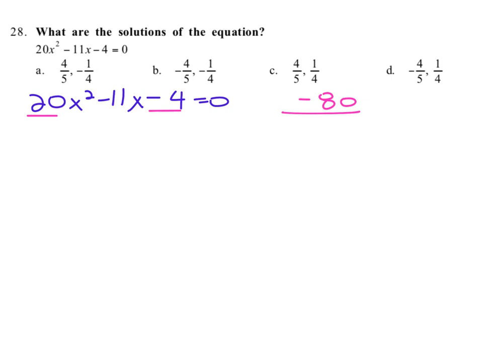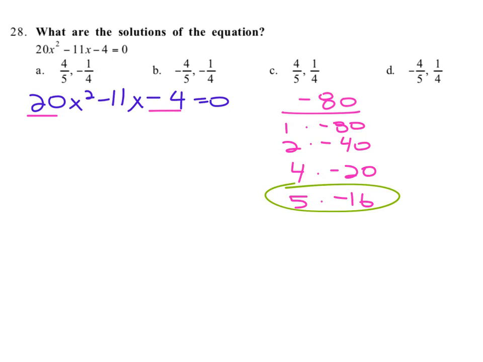And how do we do that? Well, we can say 1 times negative 80, 2 times negative 40, or they're opposites if we needed the sign to be different. 4 times negative 20, 5 times negative 16, and oh wow, that's them. There they are. Those two numbers will combine to negative 11, which is what we want. So, how do we deal with this? We say, okay, we're going to write the exact same thing that we had, except instead of negative 11x, we're going to write positive 5x and negative 16x.